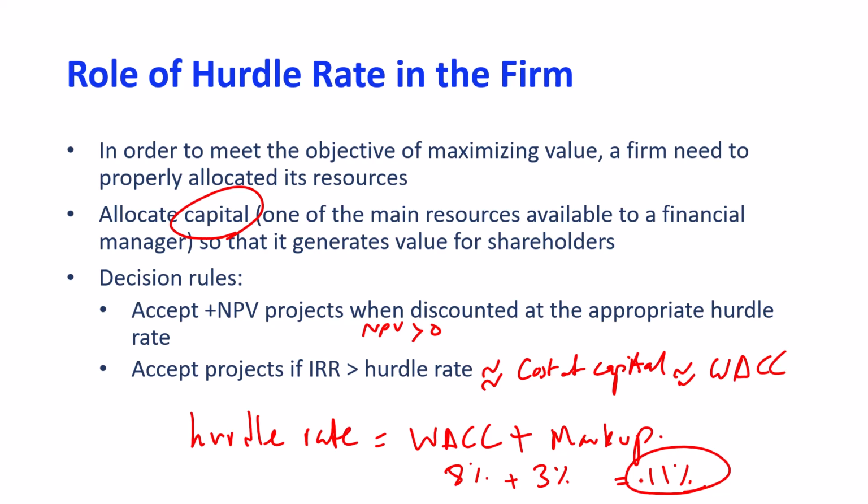If you want to be more conservative, instead of using the weighted average cost of capital for your hurdle rate, you can just add a markup, 2% to your weighted average cost of capital. And now your projects should meet this minimum hurdle rate in order to be accepted. Okay.